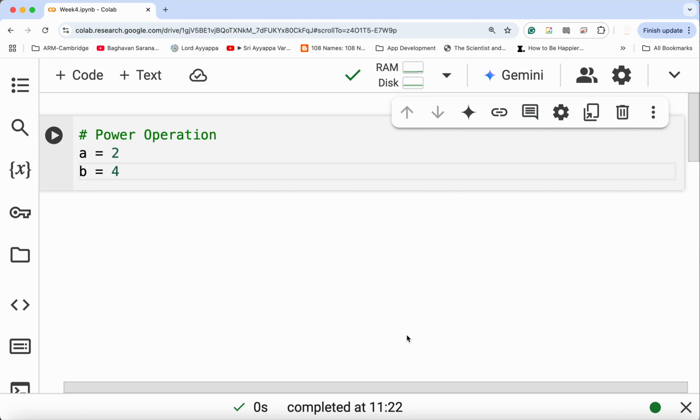So in this video, we're going to be looking at the power operation. Alright, so what is the power operation? Now before we go into the power, let's just do a simple multiplication.